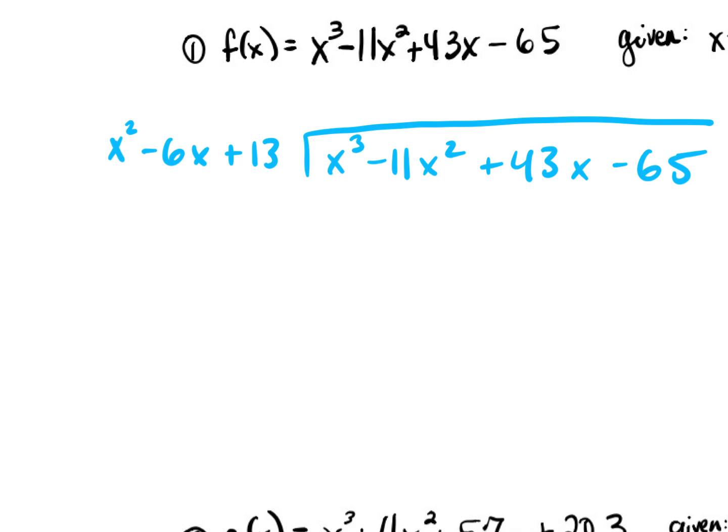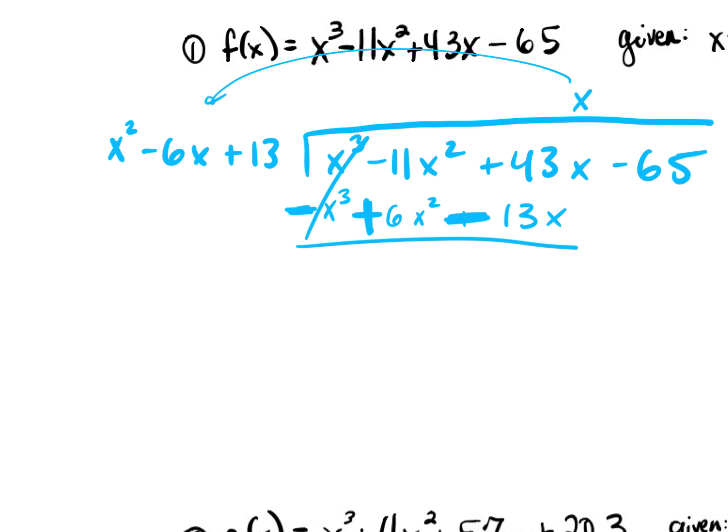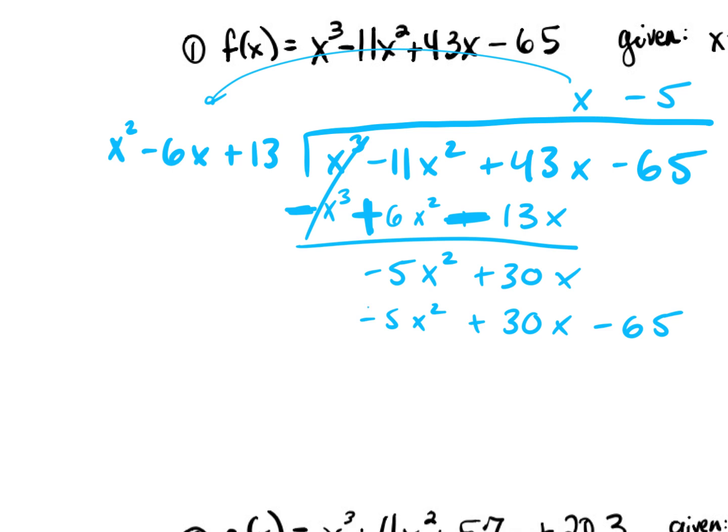So x cubed divided by x squared would be x. We're going to multiply that times everything outside, so we get x cubed minus 6x squared plus 13x. Change the signs and combine. So x cubes cancel. This would be negative 5x squared plus 30x. Negative 5x squared divided by x squared would be negative 5, so minus 5. Multiply that times everything out front. We get negative 5x squared plus 30x minus 65. Change the signs and combine.